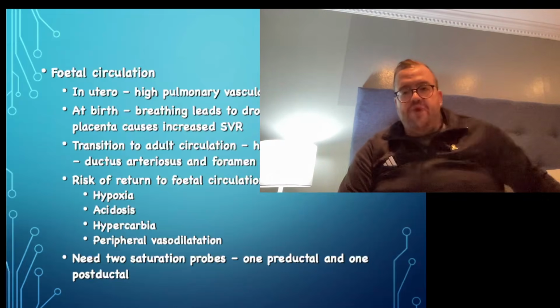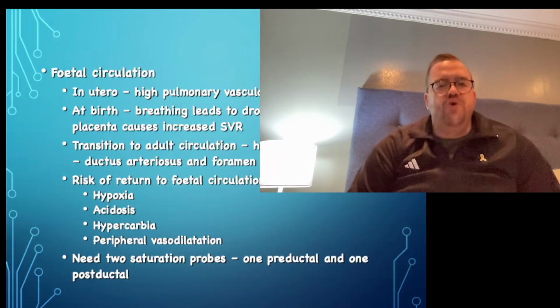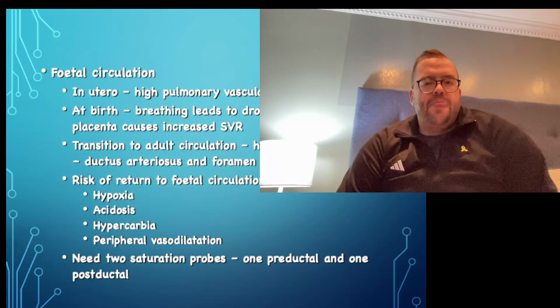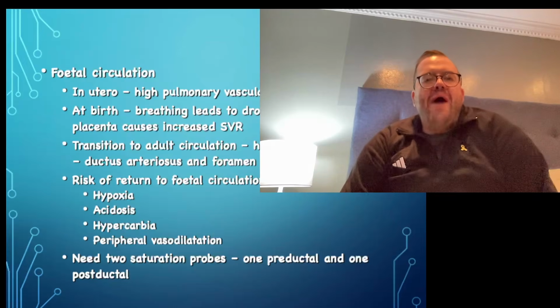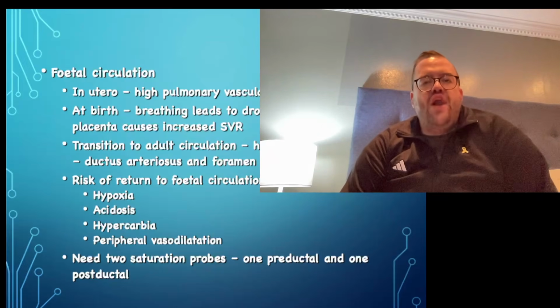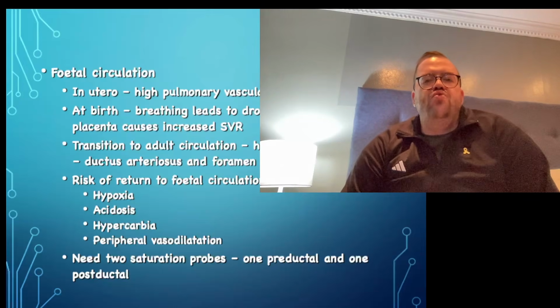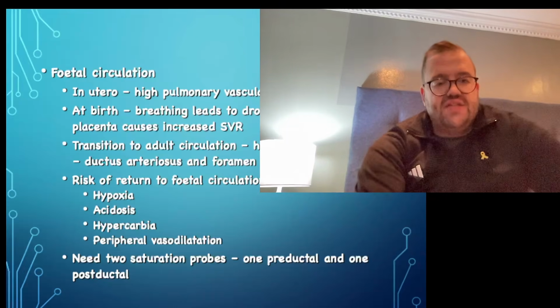Now we've run into problems, or the child is septic and acidotic and is bleeding or is losing fluids, and the PVR starts to go up and up and up. You then get a risk of returning to fetal circulation by reopening the foramen ovale and blood going from the right atrium to the left atrium, which, as we know, is a cyanotic right to left shunt. And by the same token, you can reopen the ductus arteriosus, and that can also cause a significant shunt.